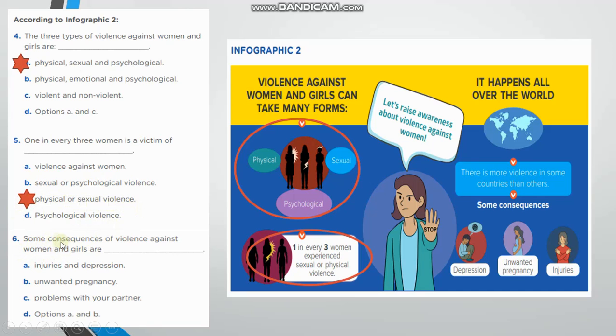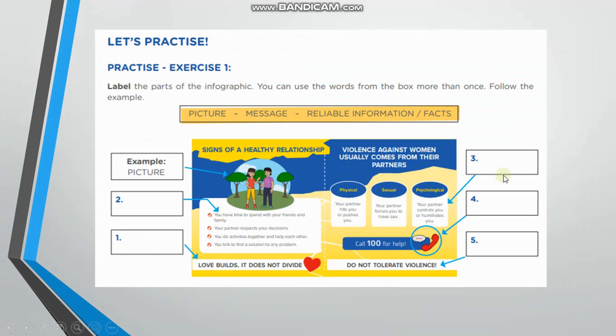6. Some consequences of violence against women and girls are: A, injuries and depression; B, unwanted pregnancy; C, problems with your partner; D, option A and B. Yes, option A and B. Good. Now this is part of your homework, okay?